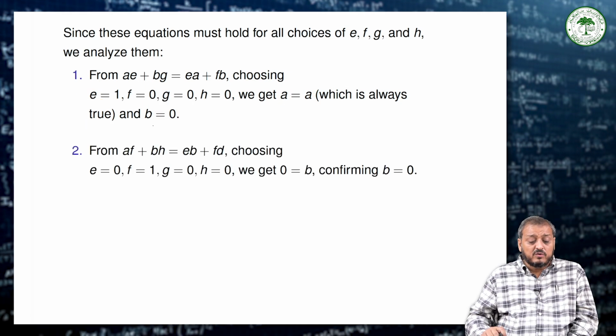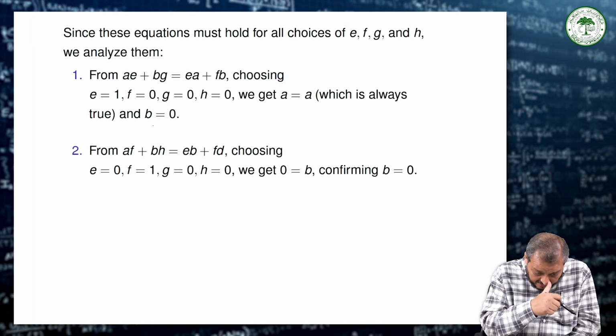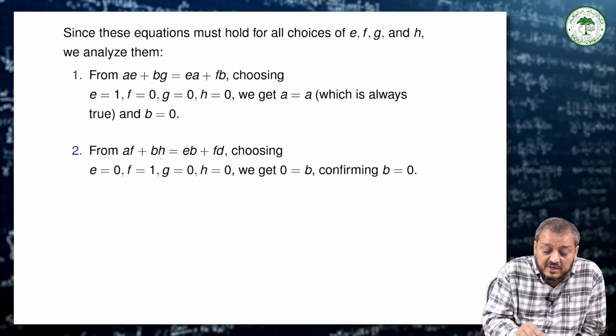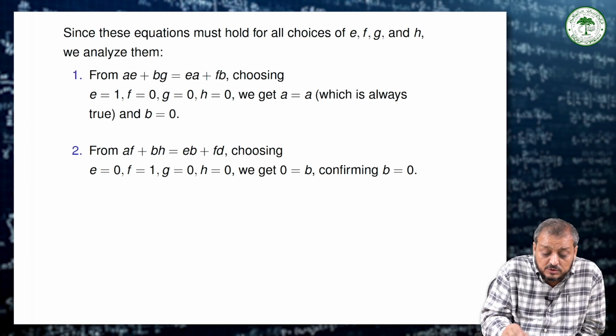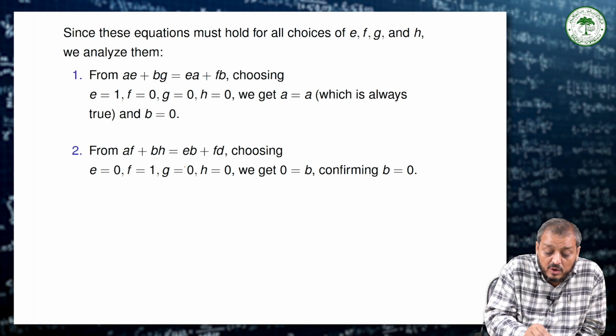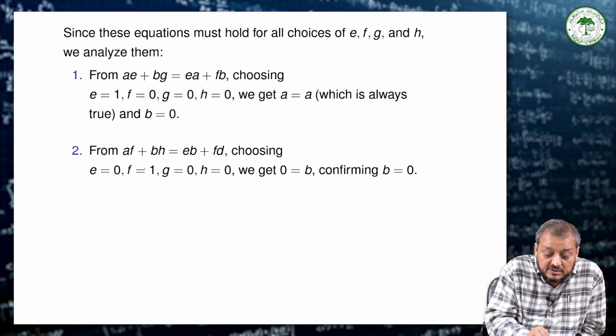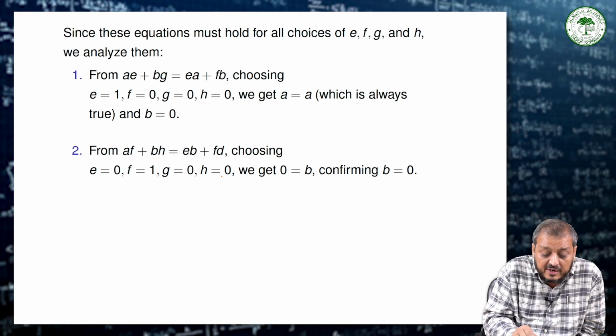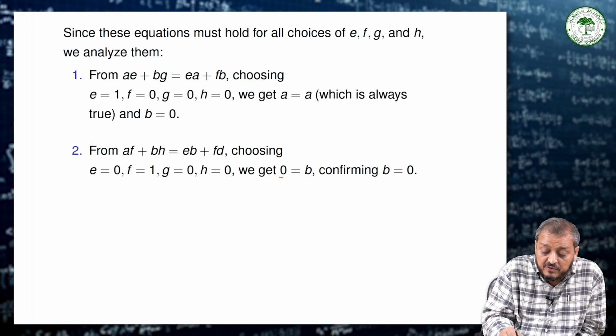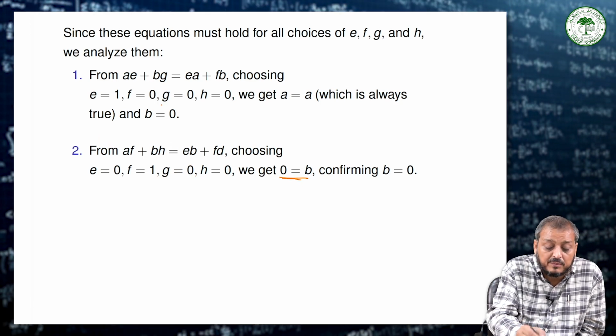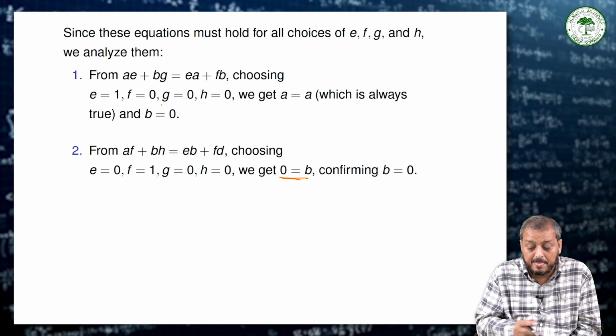Now similarly we analyze another one. The second one says AF plus BH is equal to EB plus FD. Choosing E equal to 0, F equal to 1, G equal to 0 and H equal to 0, we get B is equal to 0, confirming that B is equal to 0.